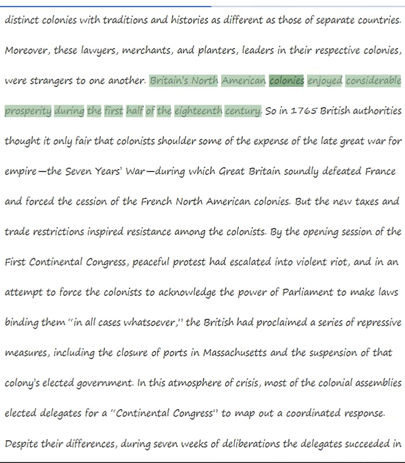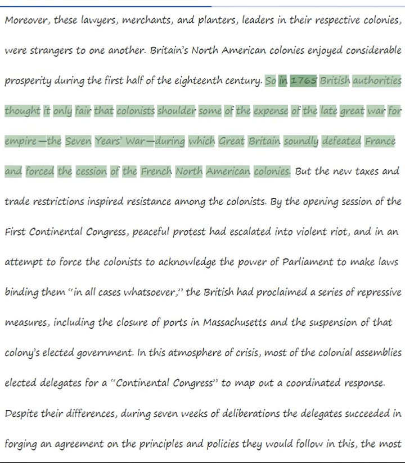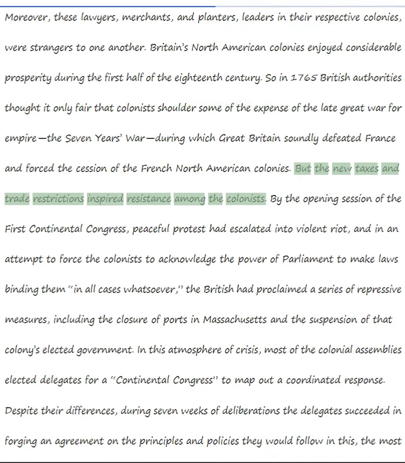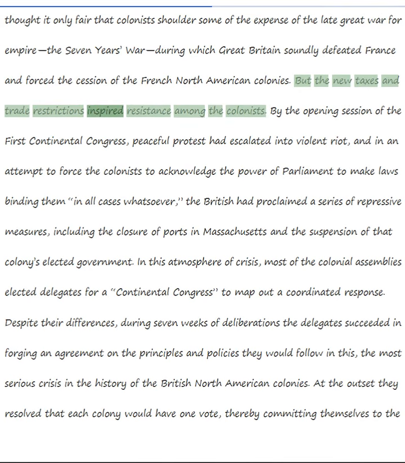Britain's North American colonies enjoyed considerable prosperity during the first half of the 18th century. So in 1765 British authorities thought it only fair that colonists shoulder some of the expense of the late Great War for Empire, the 7 Years' War, during which Great Britain soundly defeated France and forced the cession of the French North American colonies. But the new taxes and trade restrictions inspired resistance among the colonists.